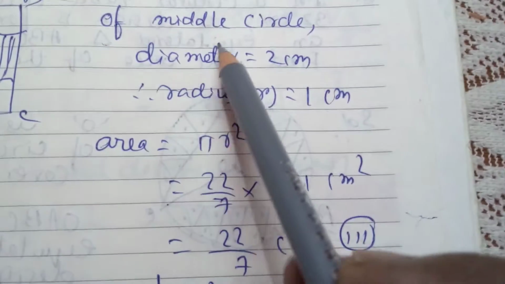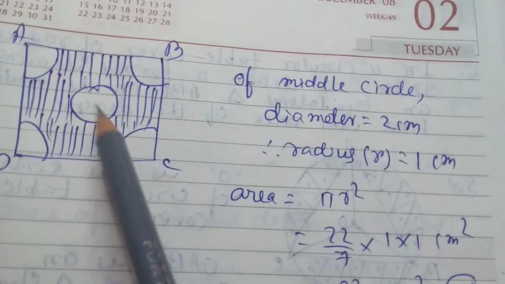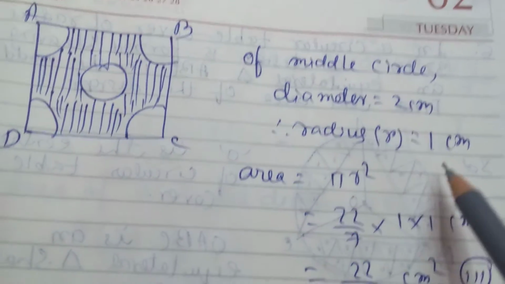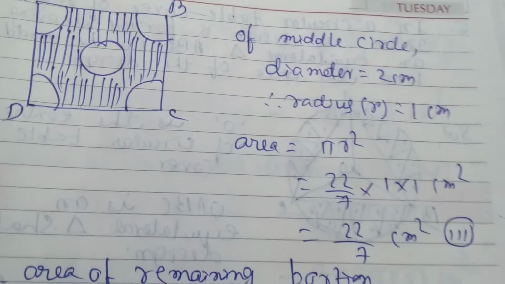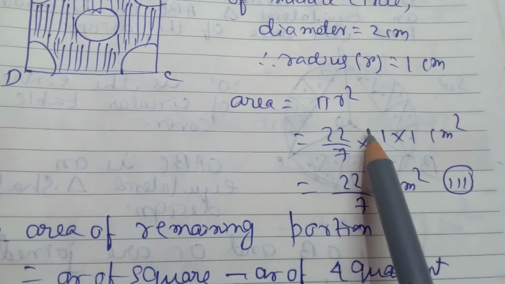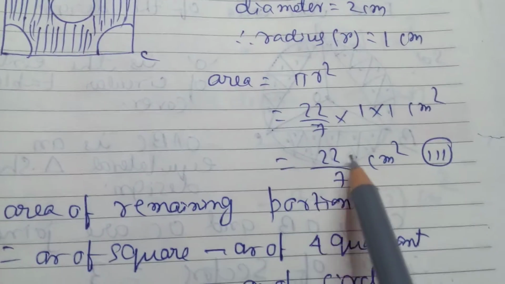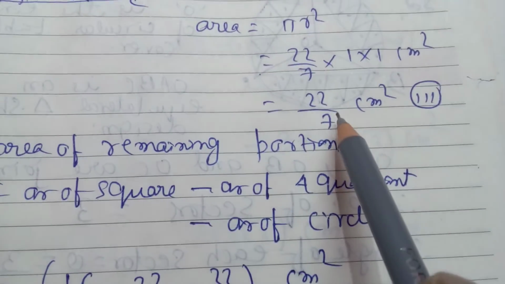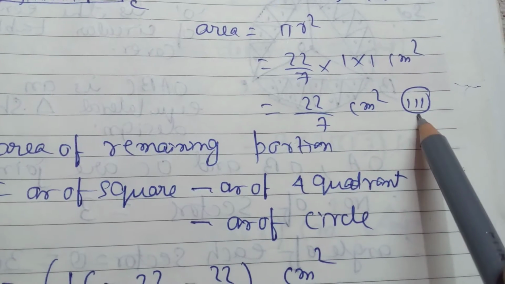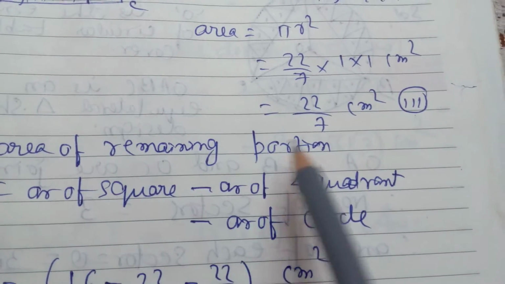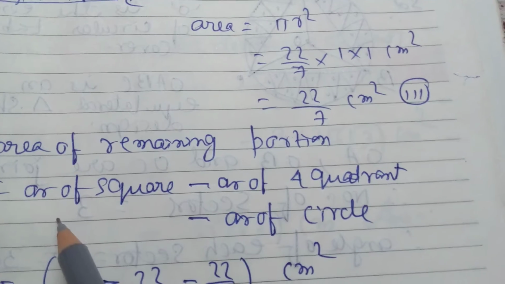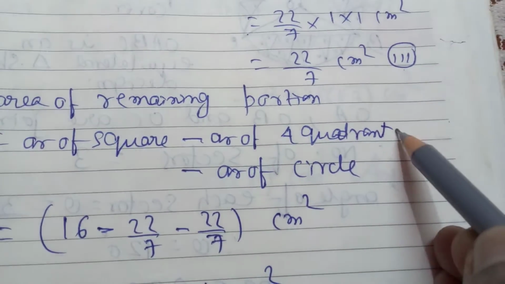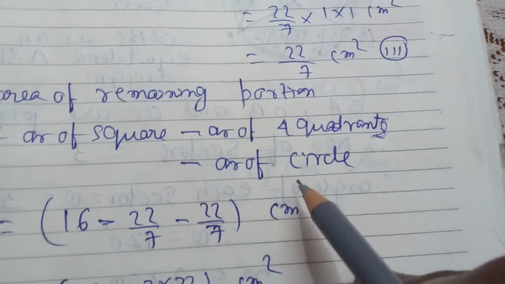Now for the middle circle, the diameter is given as 2 cm, so the radius is 1 cm and its area will be pi r², that is 22 by 7 into 1 into 1 cm², which is 22 by 7 cm². Now the area of the remaining portion equals the area of the square minus the area of the 4 quadrants and the area of the circle.